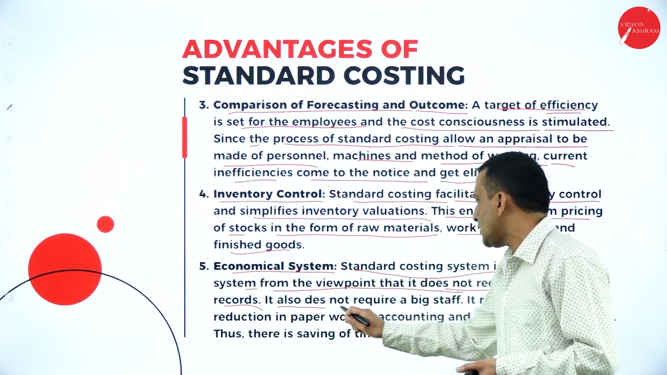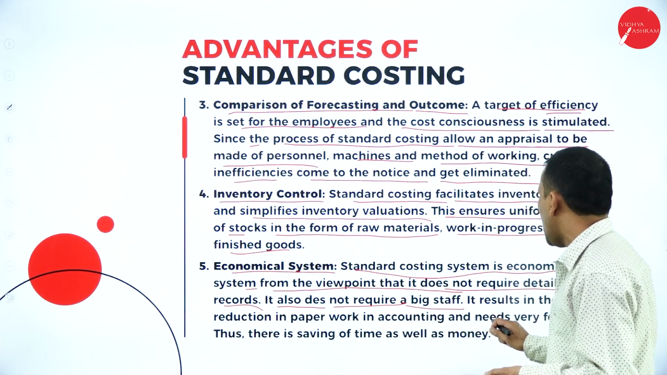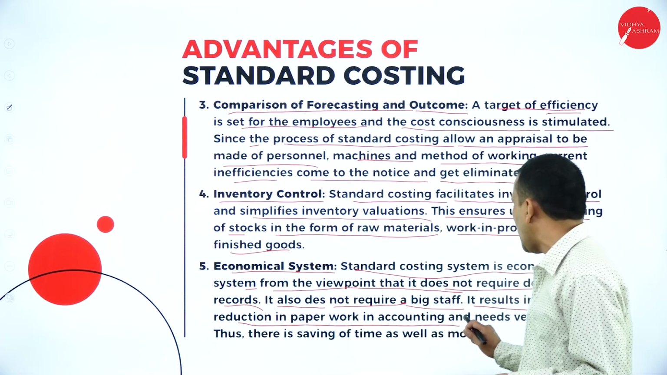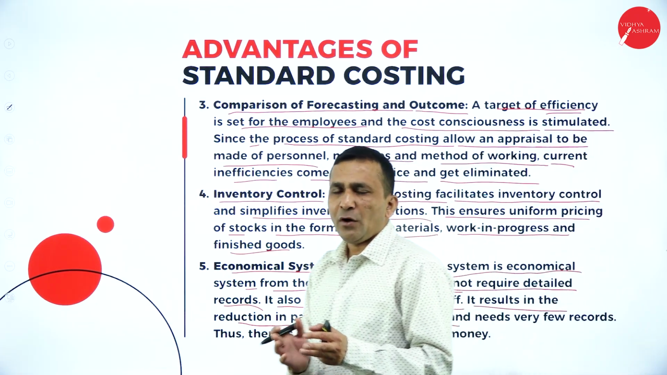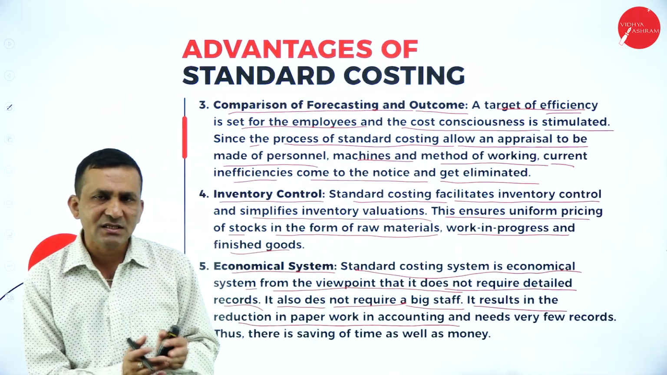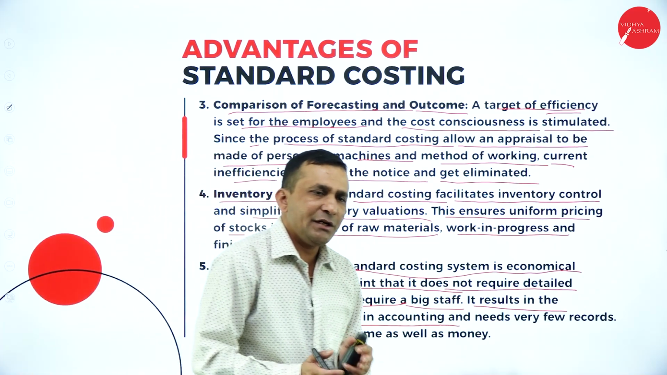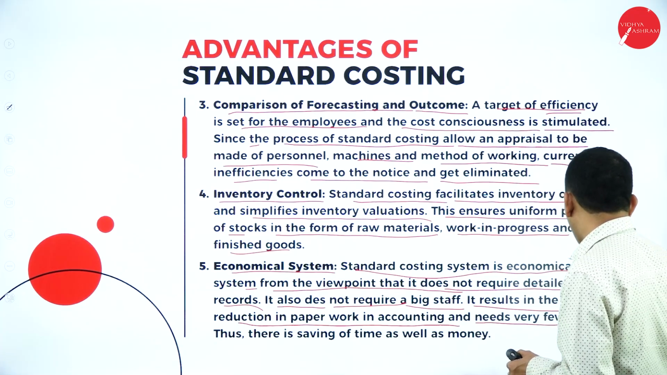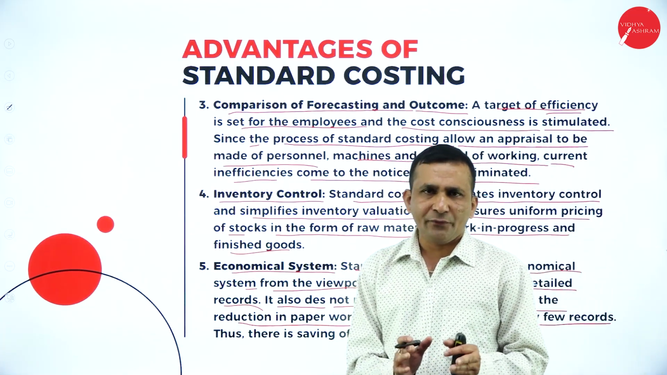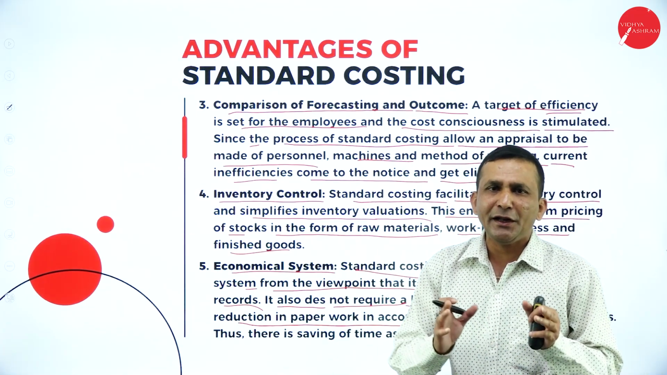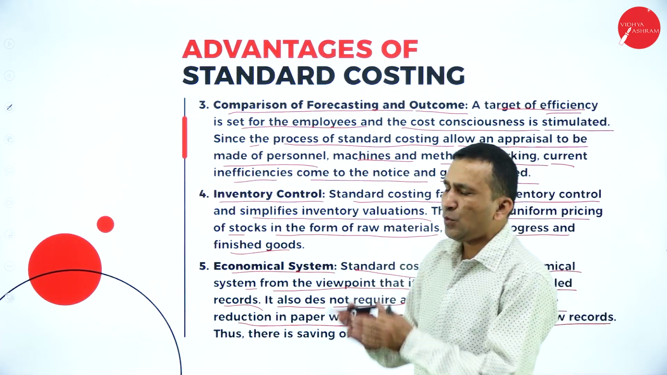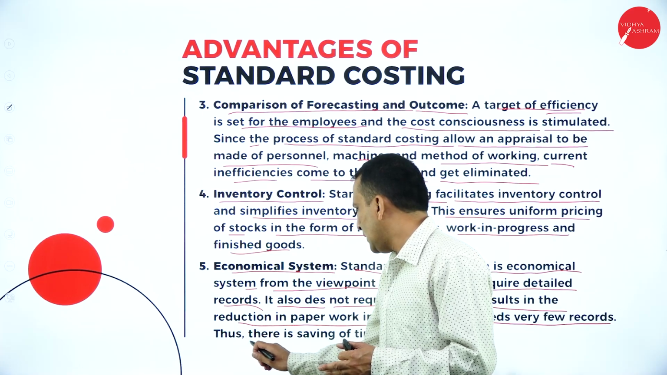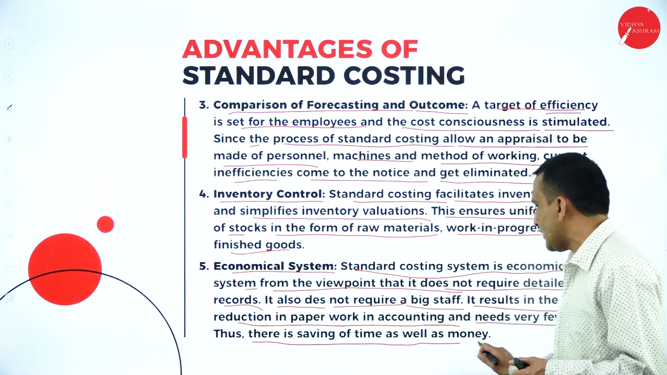It also does not require a big staff. It results in a reduction in paperwork for accounting. If you adopt the proper economic system, you can reduce unnecessary waste or cost and need very few records. Because we are not completely depending on accounting information, we are focusing only on the production point of view. So obviously there is a saving of time as well as money.